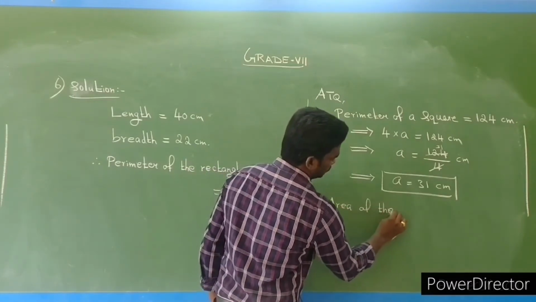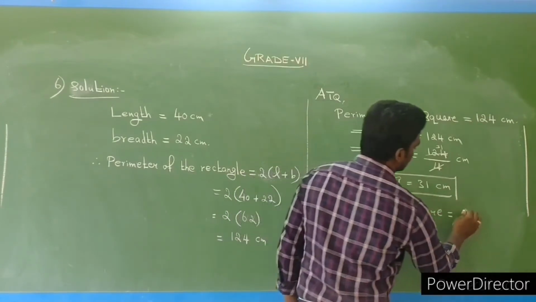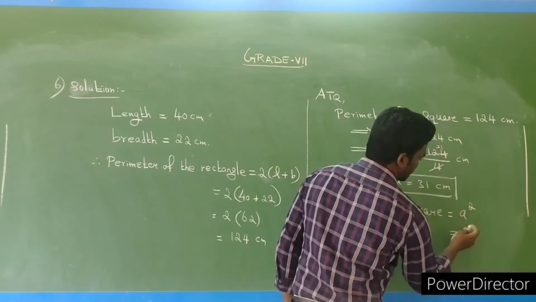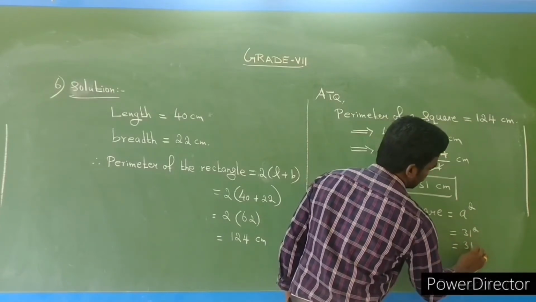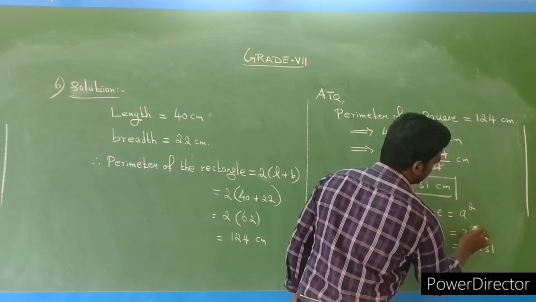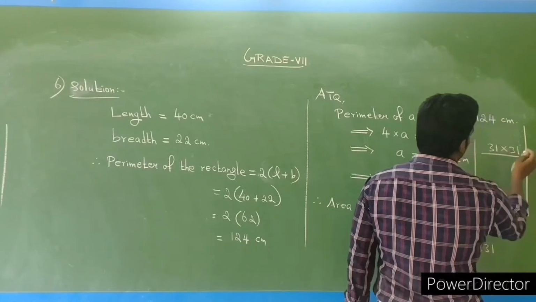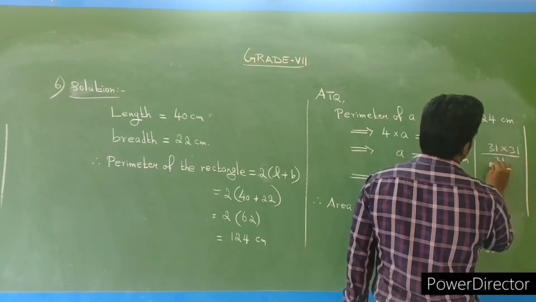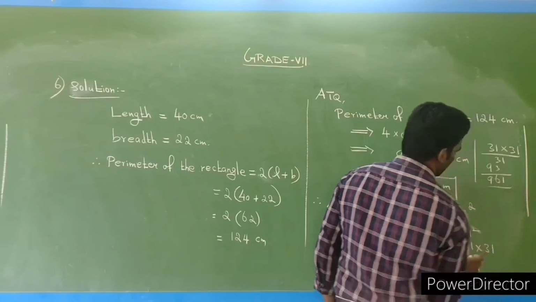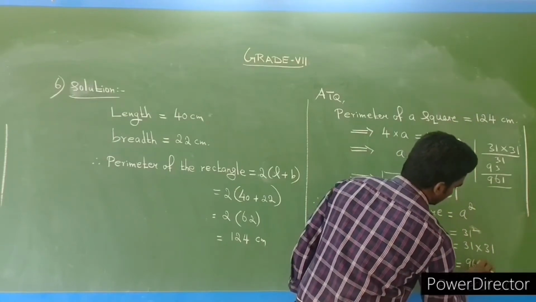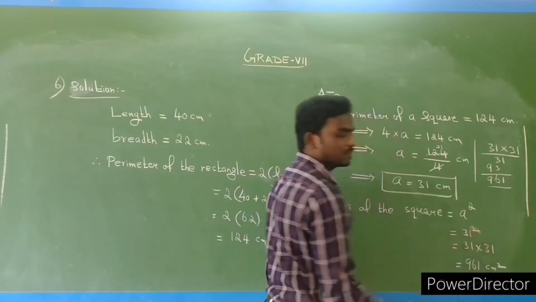Area of the square is equal to, we need to find the area of the square and the area of the rectangle. Area of the square is equal to, what is that? A square. That means side into side, which is equal to 31 square, which is equal to 31 into 31. So what is the value of 31 into 31? 31 into 1, 31. So 93. 1 3s are 3, 3 3s are 9. So 961 centimeter square. So area of the square is equal to 961 centimeter square.